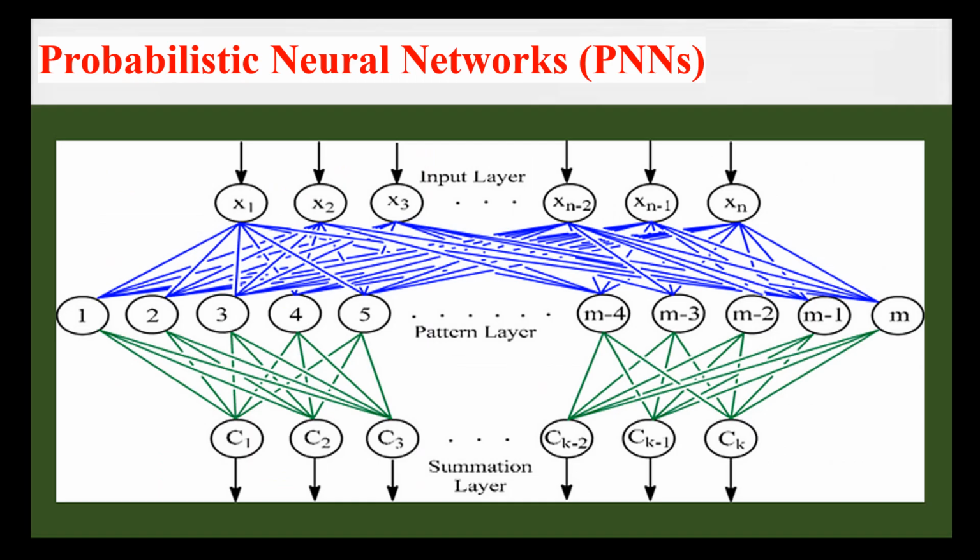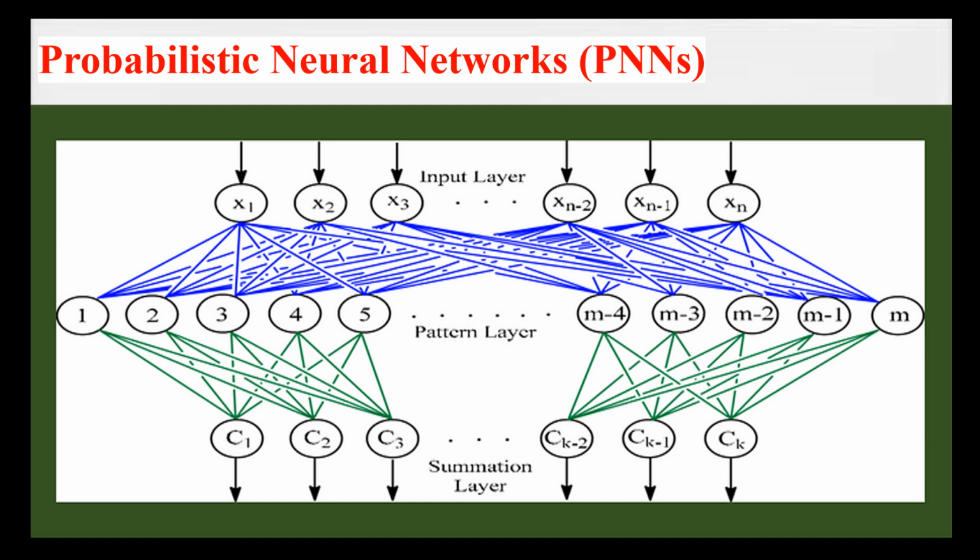Then comes probabilistic neural networks. Now, probabilistic neural networks are a class of neural network models that provide probabilistic outputs rather than deterministic ones. So instead of simply classifying an input as belonging to a specific class or outputting a single value, a probabilistic neural network outputs a probability distribution over the possible classes or outputs.